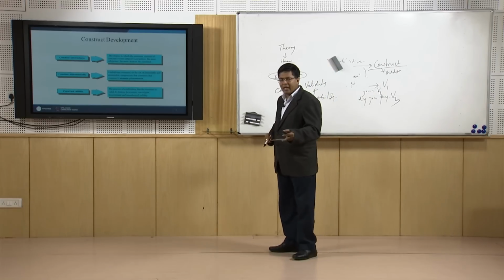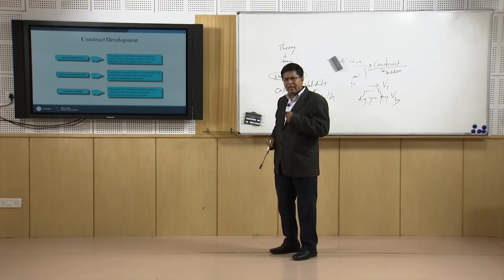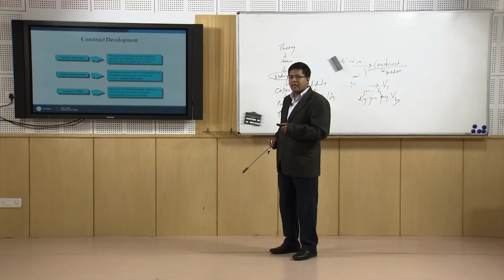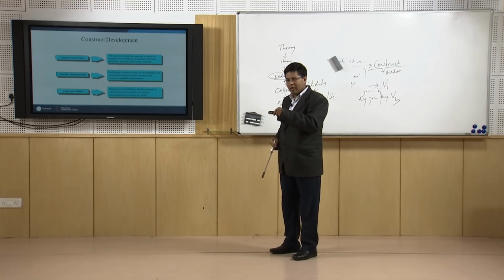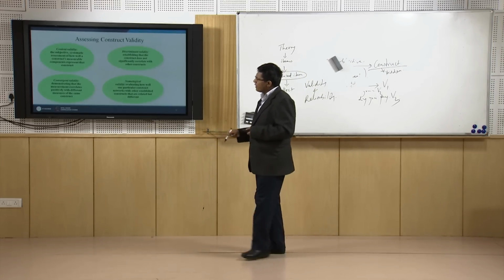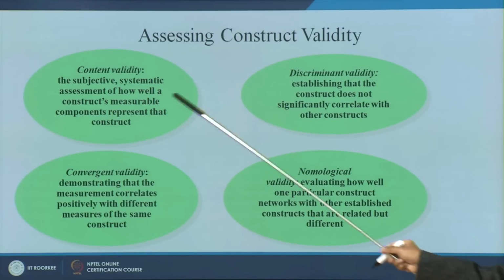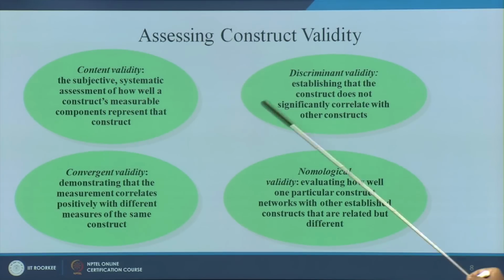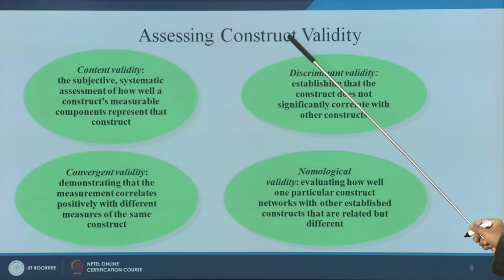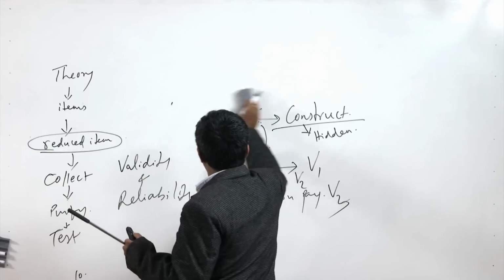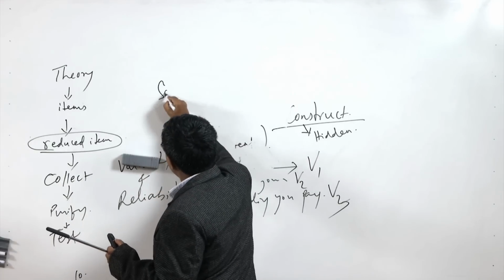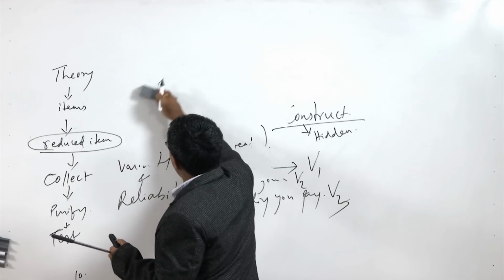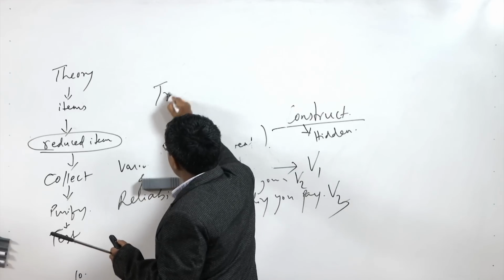So you have to understand that the scale that you are developing needs to be valid and then it should be reliable. Construct validity has four parts: content validity, discriminant validity, convergent and nomological validity. So basically this is a construct. The construct was satisfaction in this case, or let us say one of the very popular constructs that we use in marketing literature, which is trust.